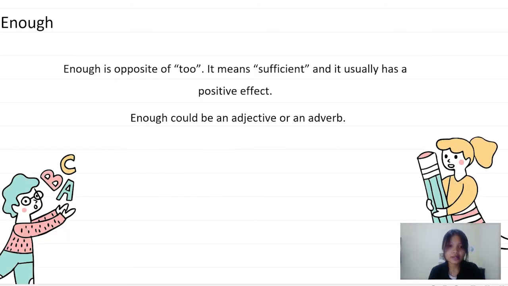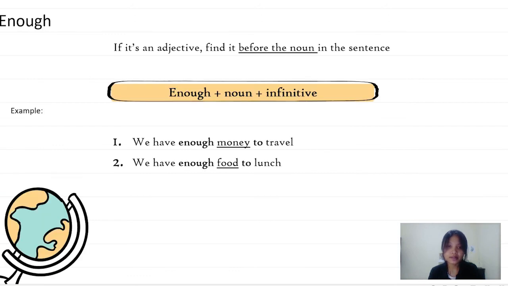The second one is the word enough. Infinitives often follow expressions with enough. It means sufficient, and it usually has a positive effect. Enough could be an adjective or an adverb. If it is an adjective, we can find it before the noun in the sentence. So, the formula is enough plus noun plus infinitive. For example, we have enough money to travel. We have enough food to lunch.